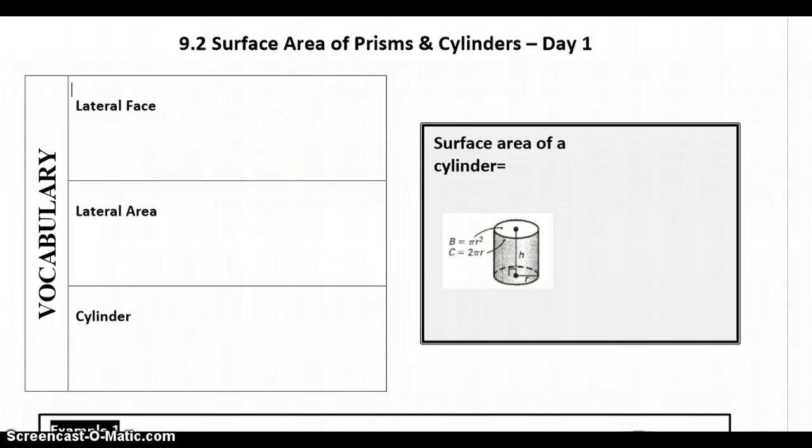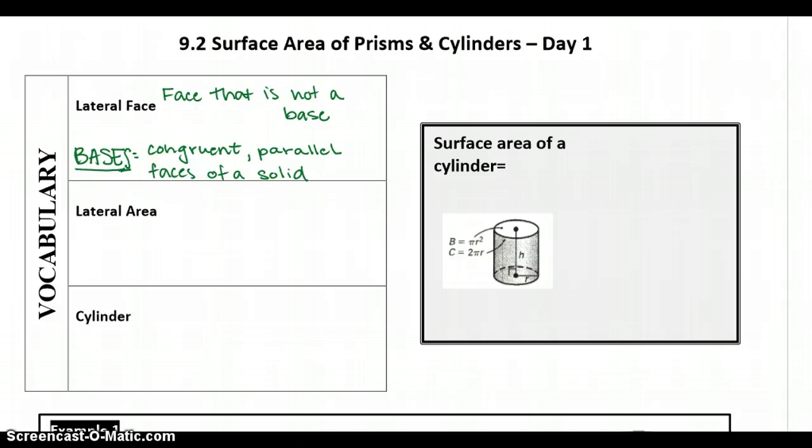First we have a lateral face. A lateral face is simply a face that is not a base of a solid. So we also need to define what a base is. Bases are the congruent parallel faces of a solid. So you can think of this as the bottom and top of a solid.